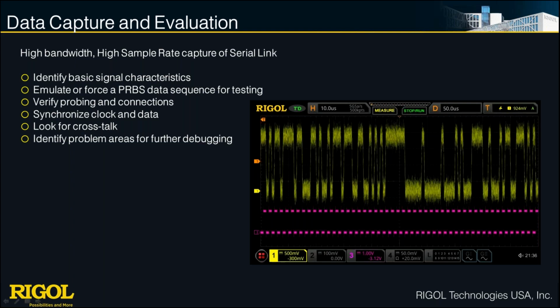But to get this set up first, we've got to make sure we're probing these connections carefully and correctly, so we're getting the signals adequately and accurately displayed on the screen. At this level, we're worried about things like making sure our data and clock are appropriately synchronized, looking at crosstalk and noise and other issues, and starting to identify those problems that we want to further debug. It can also be helpful here that we forced a pseudorandom bitstream sequence so that we have a known data sequence, and that's going to help us later as we follow that known data sequence through an entire debugging set of tools.